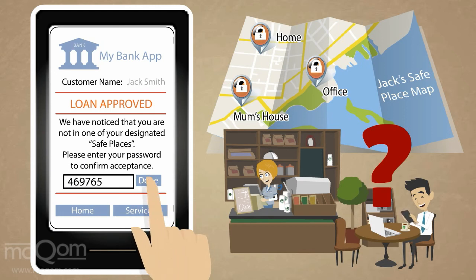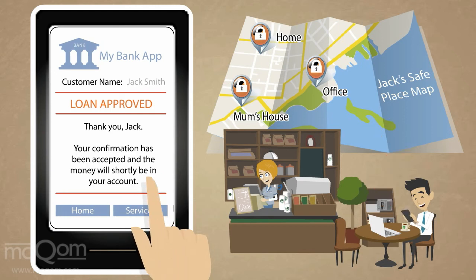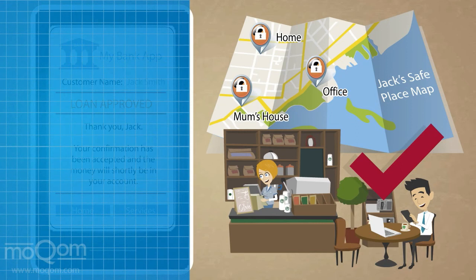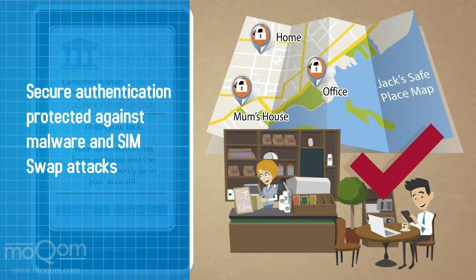moQom was able to confirm his password in a way that prevented smartphone malware from reading or interfering with it. Jack's bank achieved two-factor authentication because when accepting the terms, his phone was the something he had and his password the something he knew.